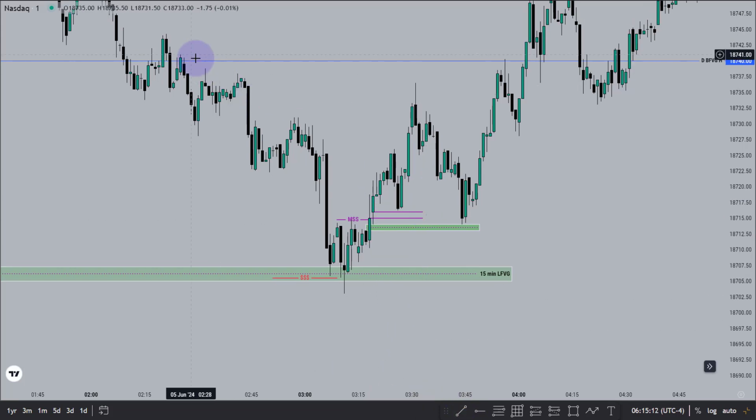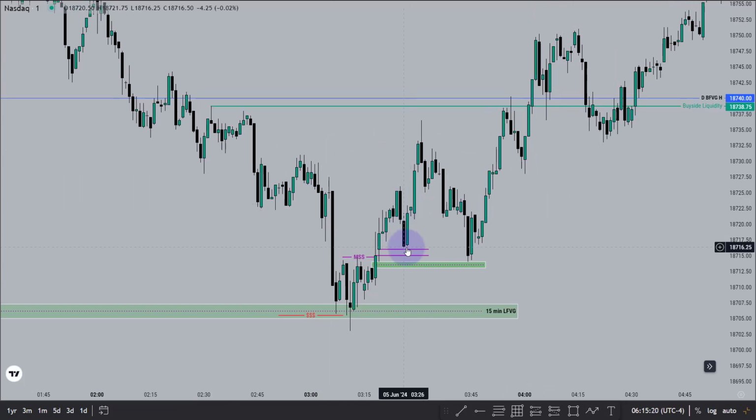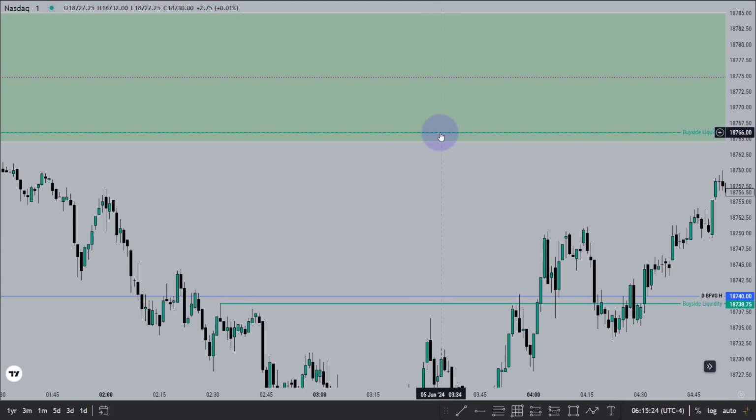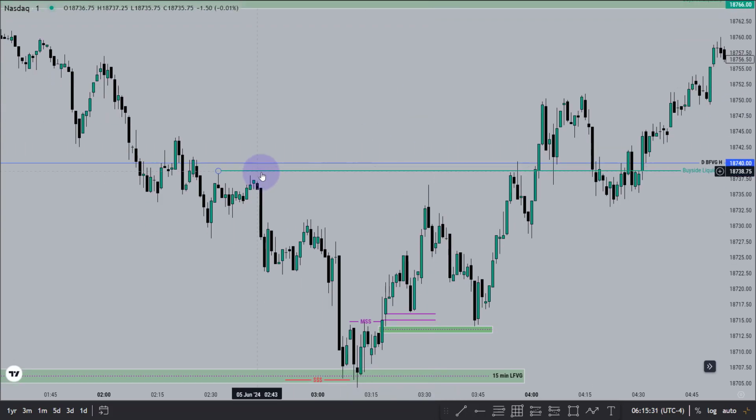I have the 1-minute liquidity, this high and that high. They are relatively equal highs. So let me mark the relatively equal highs. That is my buy side liquidity. If I'm able to take a buy from here, I'm not going to hold my trade for this extreme liquidity from the 15-minute chart. Instead of that, I will just look for the 1-minute buy side liquidity.